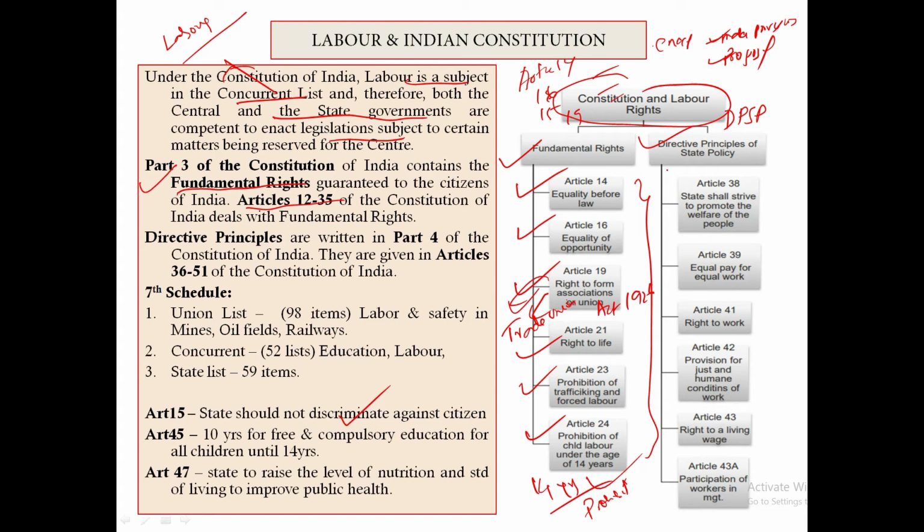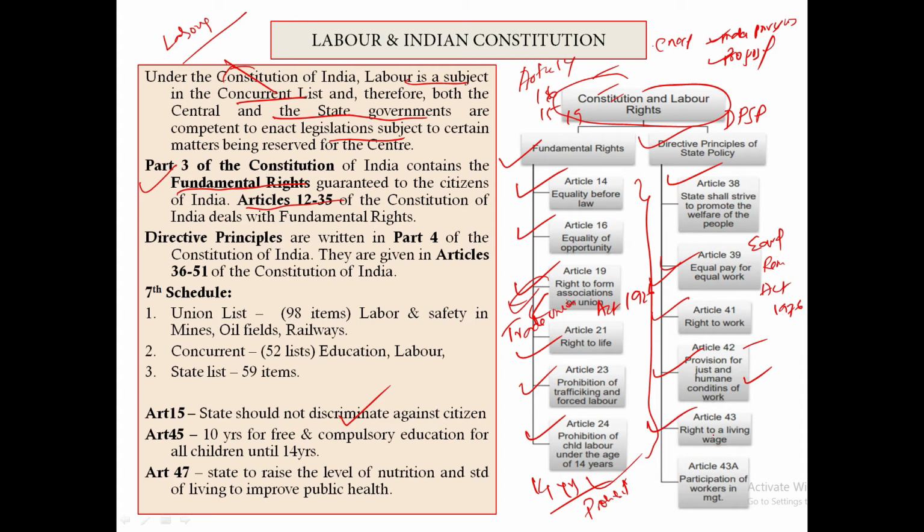With respect to directive principles of state policy, we have different articles, let's say article 38, where states shall strive to promote all the welfare of the people. Again article 39, equal pay for equal work. Equal pay for equal work means what? We have the Equal Remuneration Act 1976. So it talks about what? Equal pay for equal work, yes or no? Then right to work, provision for just and humane conditions of work. It's Article 42, and it comes many a times in exam. Article 43, right to living wage.